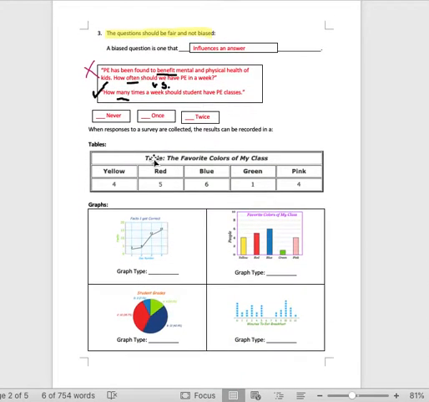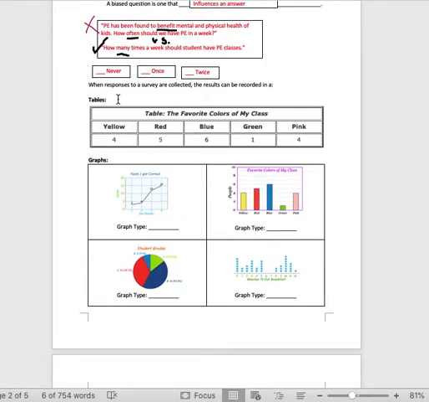There are 3 different ways that we really can present a result. The first one is tables. So as you can see here, someone did a survey on what are your favorite colors in your class, and then they added it up and they presented it with this chart, and they all have these nice little headings. Okay, these are nice little headings here. Yellow, red, blue, green, pink, so on.